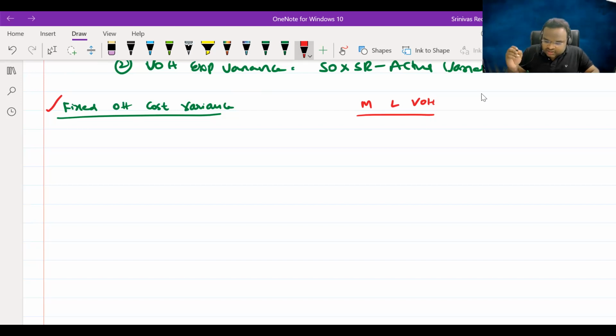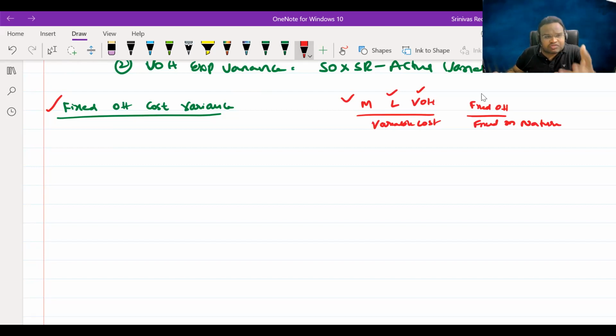What is the reason, sir? Material, labor, and variable overheads are variable costs, whereas fixed overheads are fixed in nature. What did I discuss yesterday? Variable cost means it changes with changes in the production. If my production quantity increases, variable cost will increase. If the production quantity decreases, variable cost decreases. Whereas with respect to fixed cost, irrespective of your production, you are supposed to incur that cost.